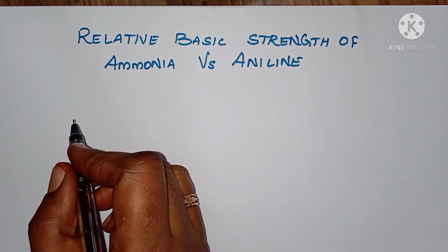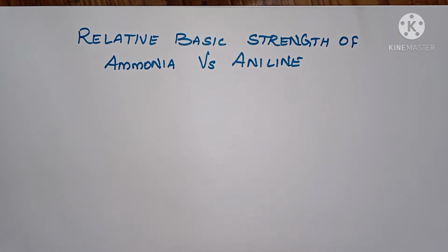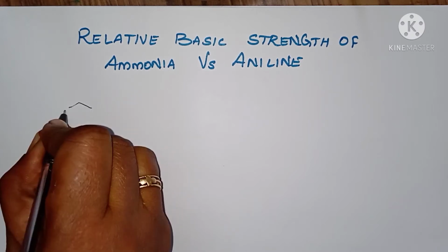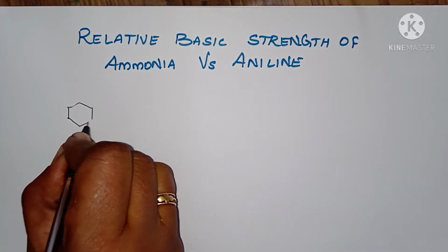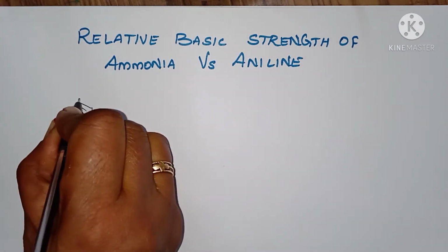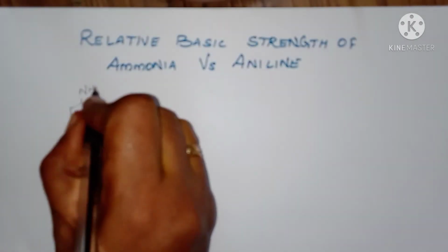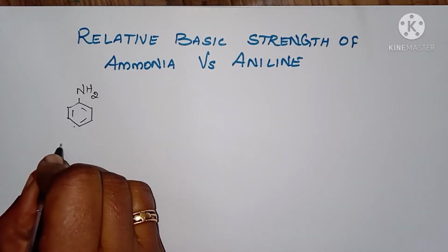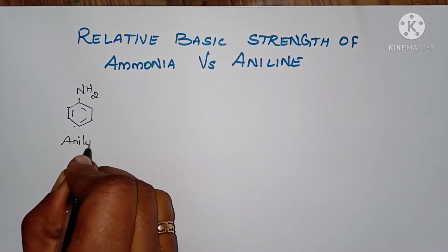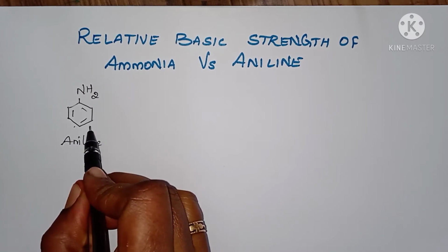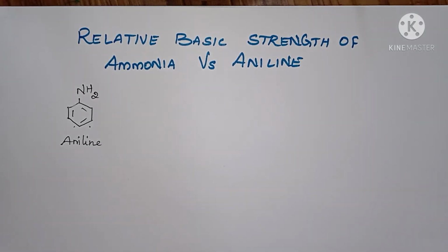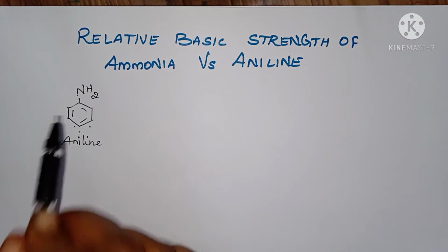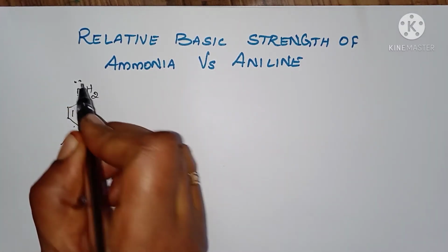Now, in aniline the nitrogen atom is attached to the electron withdrawing group, benzene. Now, you know the structure of aniline? Aniline is just a benzene ring. In ammonia, one hydrogen is replaced by a benzene group, that is called aniline, isn't it? So this is the structure of aniline. The nitrogen atom is attached to the electron withdrawing benzene group.